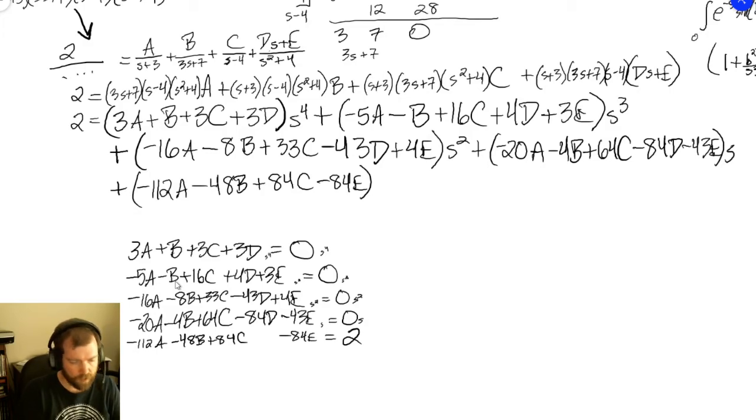So this is going to be a 5x6, which is going to have coefficients reading across and then down: 3, 1, 3, 3, 0, 0, negative 5, negative 1, 16, 4, 3, 0, negative 16, negative 8, 33, negative 43, 4, 0, negative 20, negative 4, 64, negative 84, negative 43, 0, and negative 112, negative 48, 84, 0, negative 84, and 2.